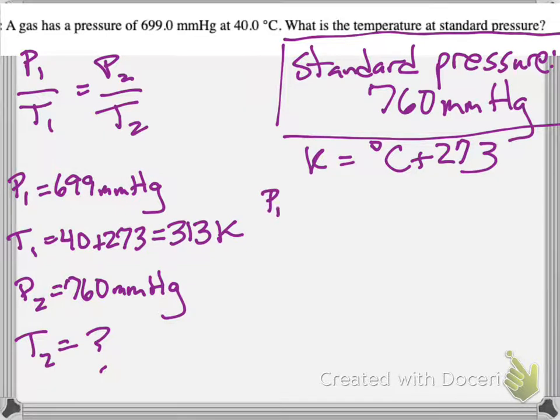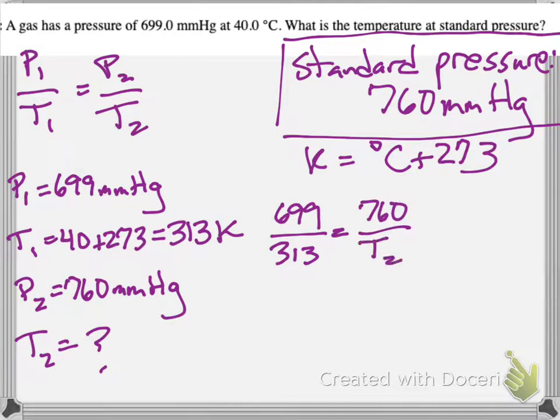I'm not going to rewrite the equation just yet. I'm going to go ahead and just plug in these numbers. So 699 over 313 is equal to 760 divided by T2. So we're going to cross multiply just like we did the last time. Anytime you have two fractions like this, cross multiplying is always the move. It's going to make your life a whole lot easier.